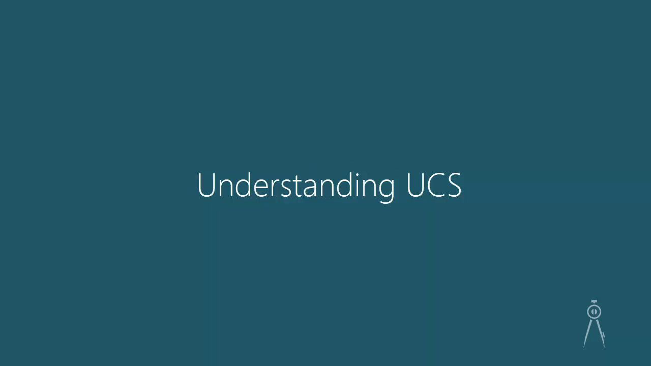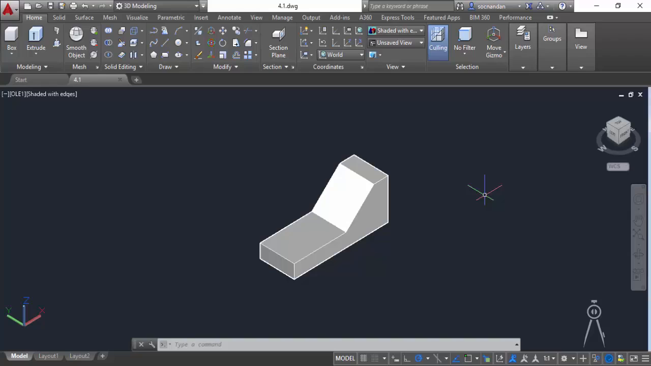In this lesson, I'll tell you about User Coordinate System or UCS. AutoCAD drawings can only be made on a single XY plane, and in order to make your drawings on planes other than XY, you need to change the UCS. For example, in this case, we have this drawing and we have here XY plane represented by this User Coordinate System.